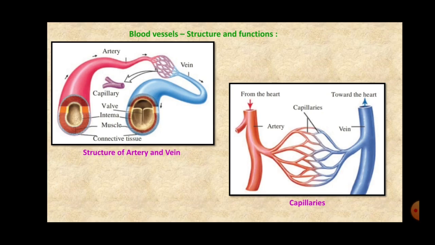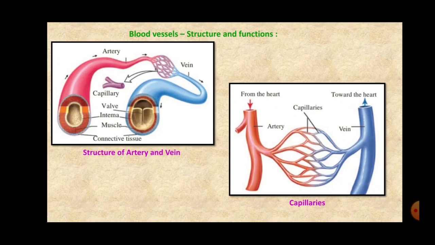Now, these arteries, when they reach the parts of the body, divide and redivide into very fine hair-like vessels which are called capillaries. Now, these capillaries have a very, very thin wall, and their main function is to exchange the materials between the capillaries and the cells. So, if you remember, in the previous class we had studied about the functions of blood.